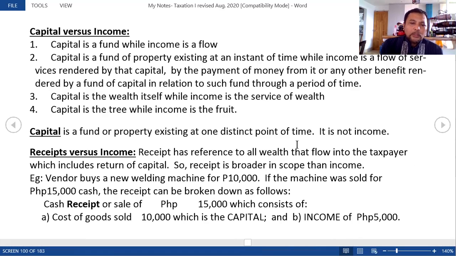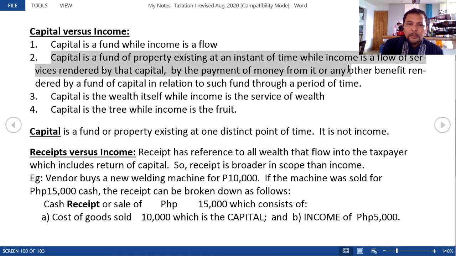Okay, we go down to the different kinds of distinctions. Capital is distinguished from income. Capital is a fund or property existing at one distinct point, therefore it is not income. There are four distinctions. Capital is a fund, while income is the flow. Capital is the fund of property existing at the time, while income is the service rendered by that capital. Income is the flow of services rendered by that capital.